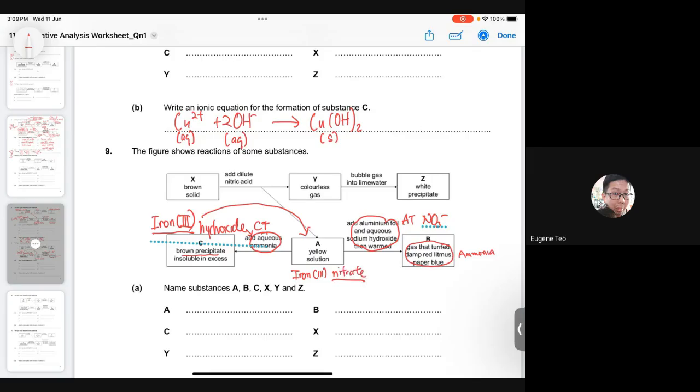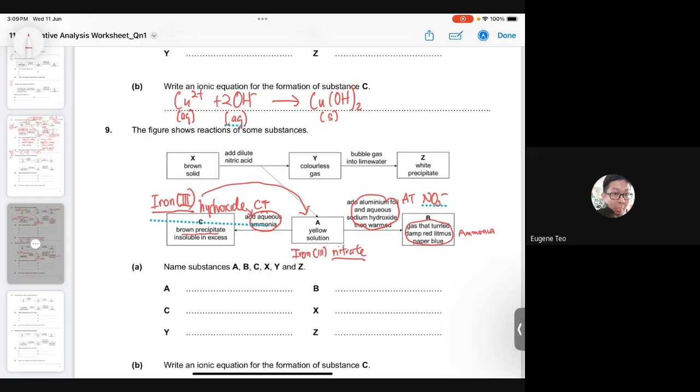Okay? So I realize I got A, B, C already. So yeah, that's correct. A itself is iron 3 nitrate. B is ammonia gas. Just write ammonia itself, that will be good enough. Then C is iron 3 hydroxide. Okay, so now iron 3 nitrate, I've done my A, B, C already. Then the question is, where did the nitrate come from? So A, if you look at it, how was A formed? It is when X reacts with nitric acid to give me A plus a colorless gas.